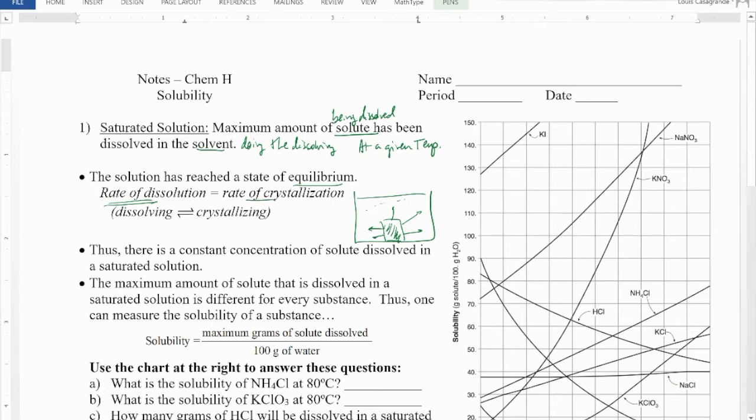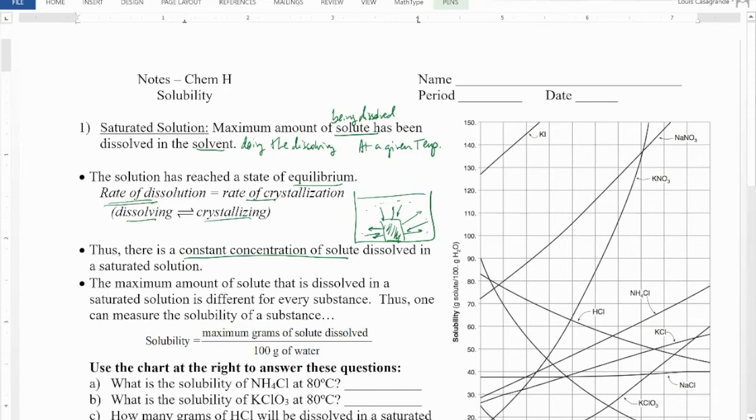So in the solution now, we've got dissolved particles, and those particles are going to recrystallize. And this is just like the vapor pressure situation where we had the rate of the one thing equaling the rate of the other. In this case, the rate of dissolving is equal to the rate of crystallizing. So because we're in an equilibrium situation, the concentration of the solute stays constant in the solution.